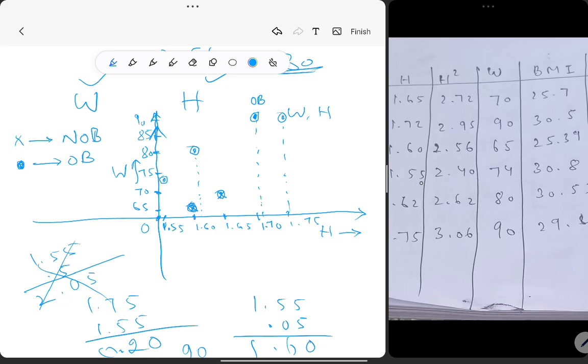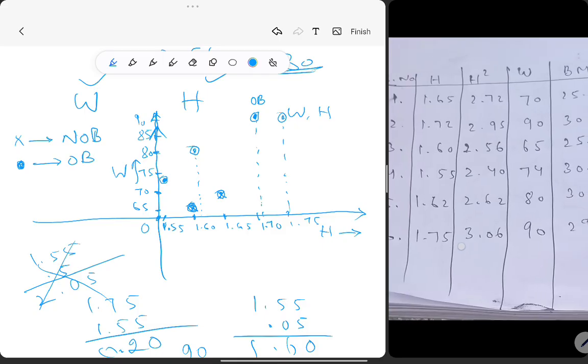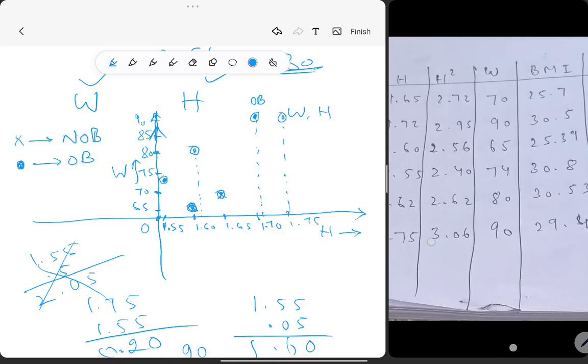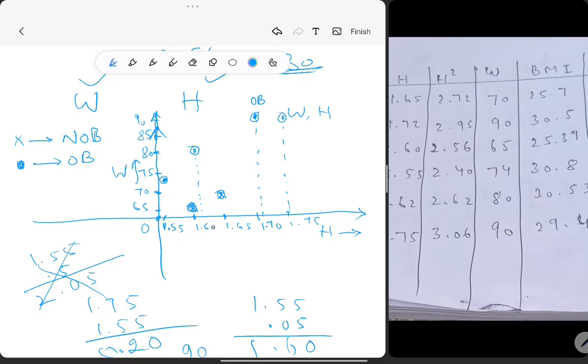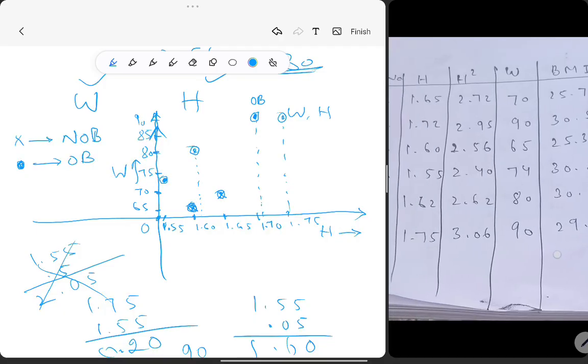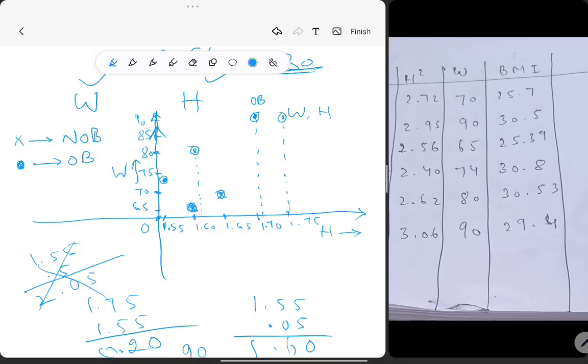Now the next, 1.55, is 30. That is again obese. That means dot and encircled. Then you have the next, 1.62 and 80. This person is obese. Obese means that we have to show it with a dot and circle.